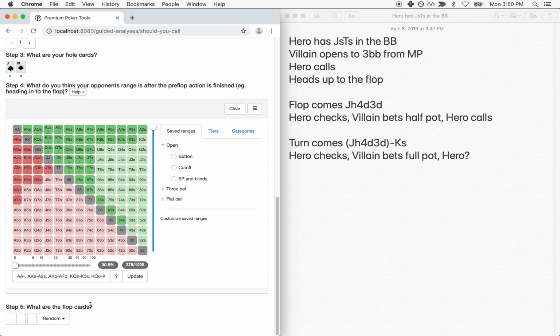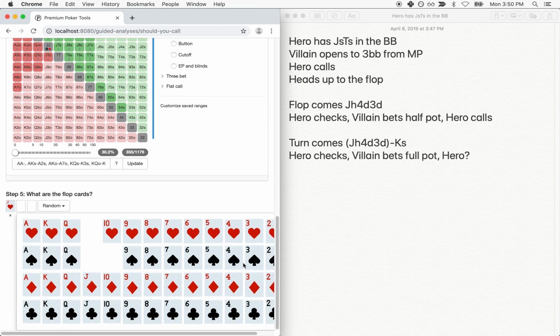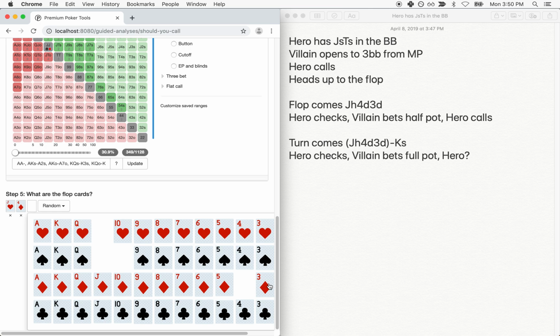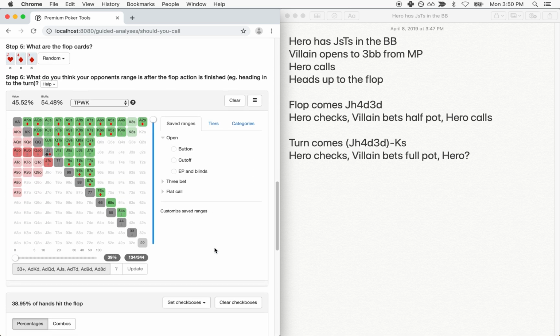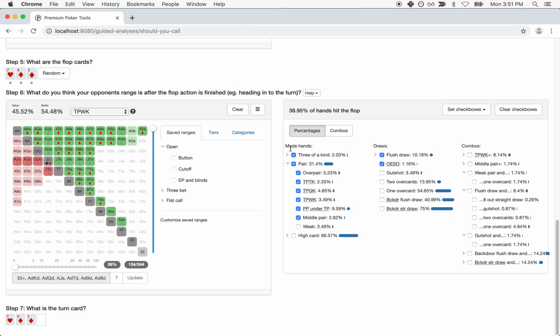Now we move on to step 5. What are the flop cards? The flop comes Jack of Hearts, 4 of Diamonds, 3 of Diamonds. Now it asks us what we think our opponent's range is after the flop action is finished, heading into the turn. What this is really asking is, after they bet half pot on the flop, what do we think their range is? I'm going to expand this, and show you how I would go about answering this.